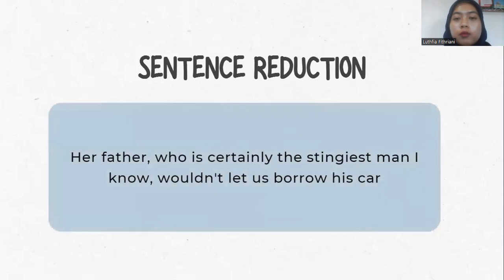The third type of limited response in testing writing is sentence reduction. In this test, the students are required to remove words or phrases from the sentence by creating a new sentence without changing the meaning. For example, as you can see on the screen, the teacher will give a sentence to the students. Her father, who is certainly the stingiest man I know, wouldn't let us borrow his car. And the students are required to make a new sentence from this sentence without changing the meaning.